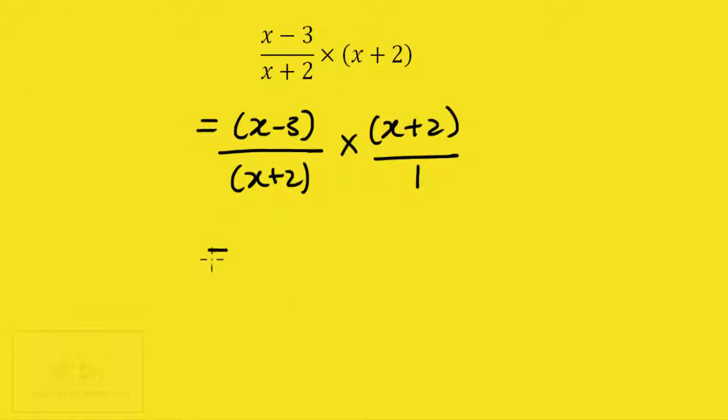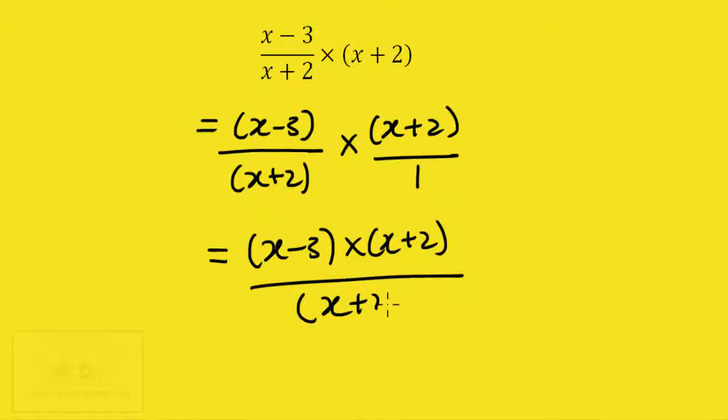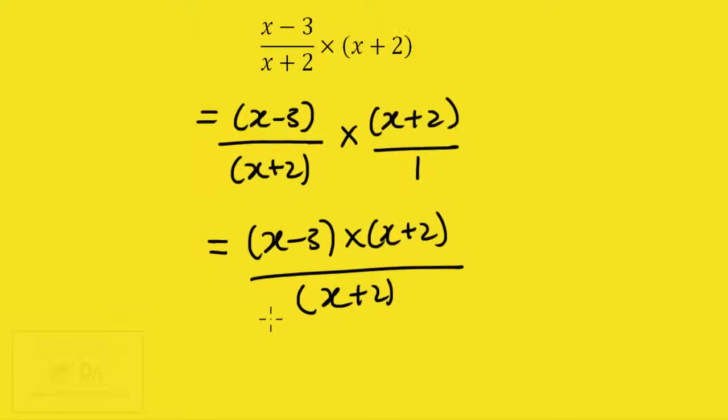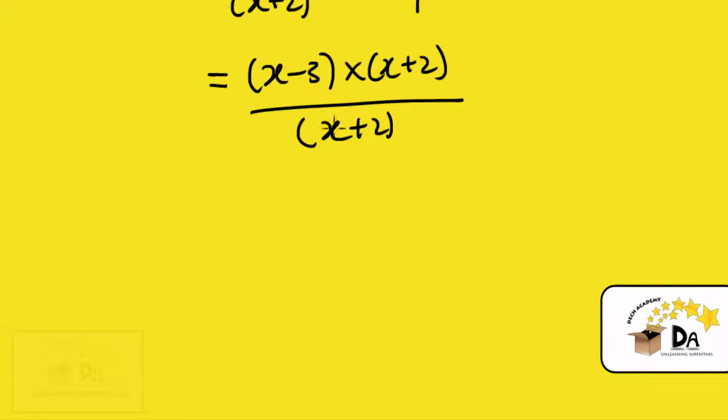I'm going to go further to write this as x minus 3 times x plus 2, divided by x plus 2 times 1, which is x plus 2. So I'm just multiplying out these fractions. So this is what we have. Now, I can actually write this as x plus 2 times 1. And I can form a fraction with x plus 2 in the numerator and x plus 2 in the denominator. And I'm intentionally forming this fraction with like terms.